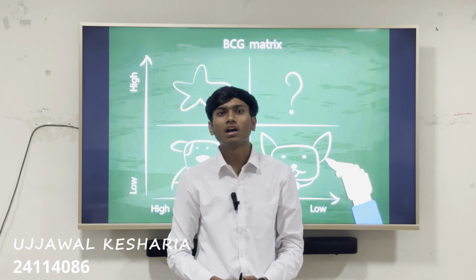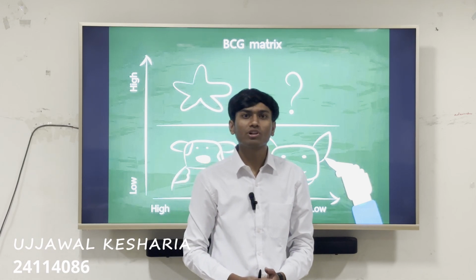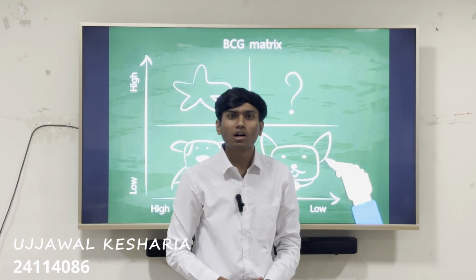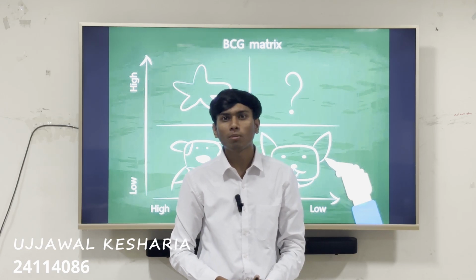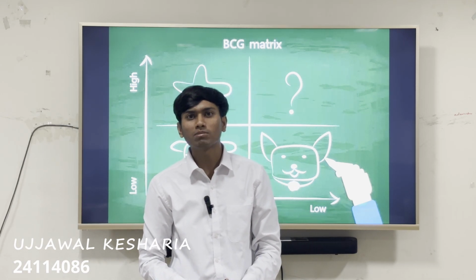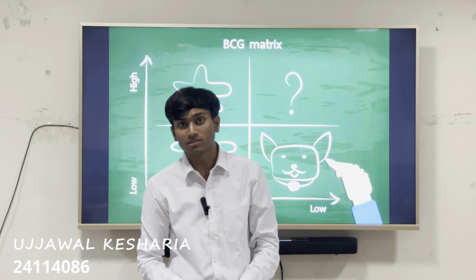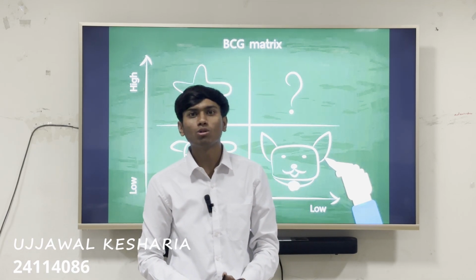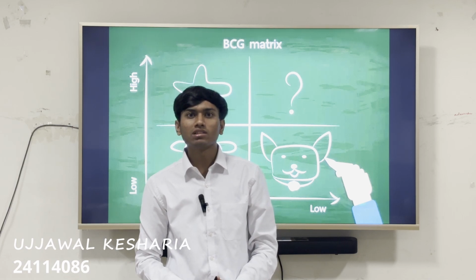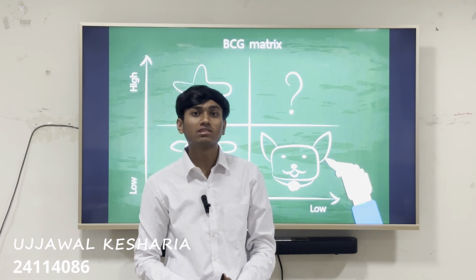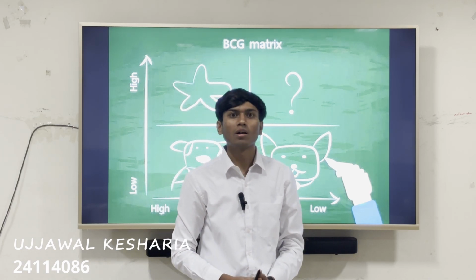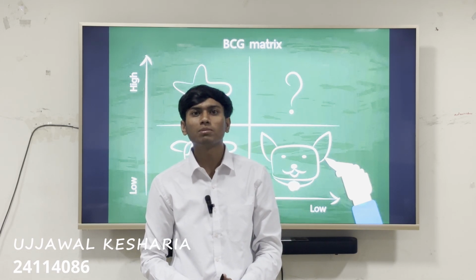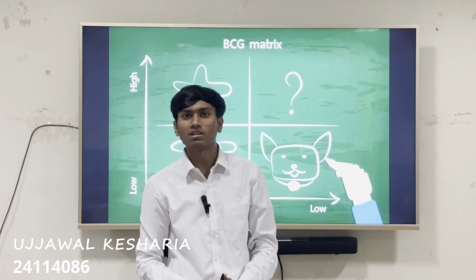Stars are high growth, high share businesses that have high potential but demand substantial investment to maintain their momentum. Cash cows are market leaders in mature markets that generate steady, reliable profits with lower investment needs. Question marks are those puzzling products in high growth markets but with low market share. They have potential, but it's uncertain whether they will succeed. Finally, dogs are products with low growth and low market share. They usually drain resources and may be candidates for divestment.